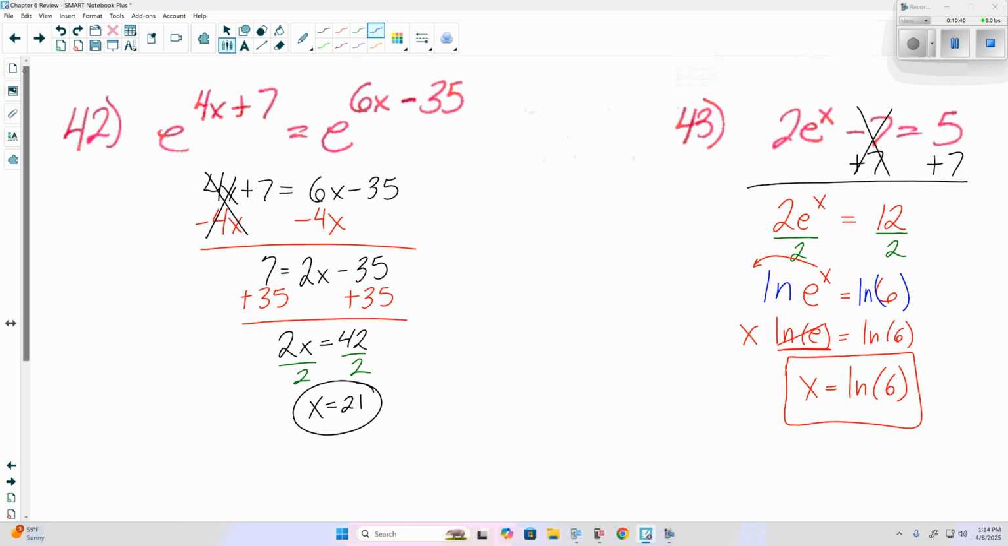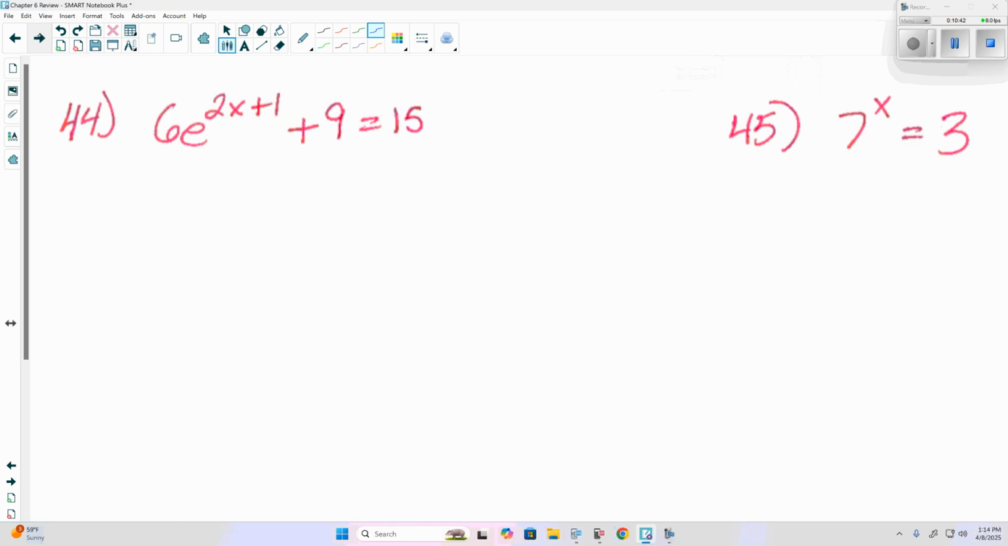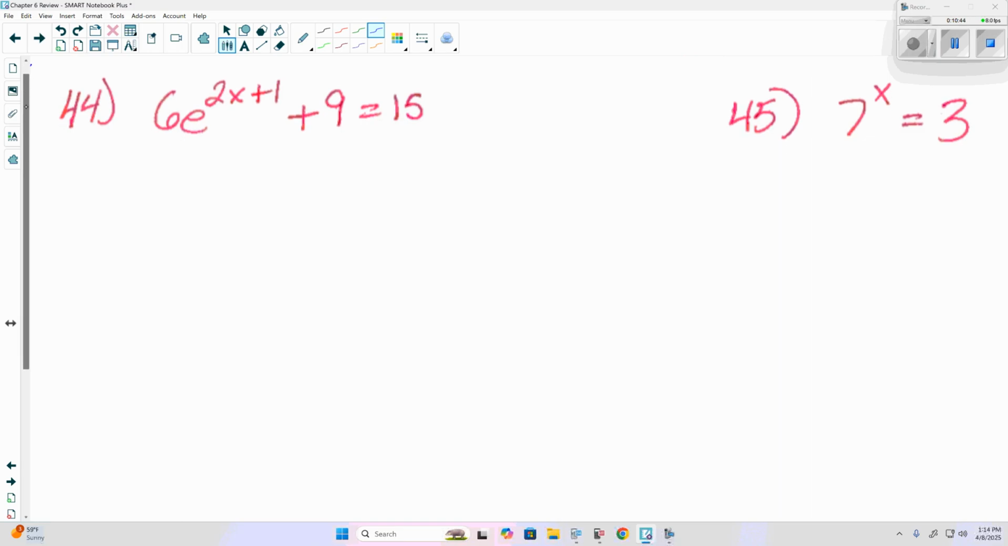Questions on this here? Do we want to see another one like it? Or do we feel good with those? We can do 44 if we want. Yeah, okay. 6e to the 2x plus 1 plus 9 equals 15.